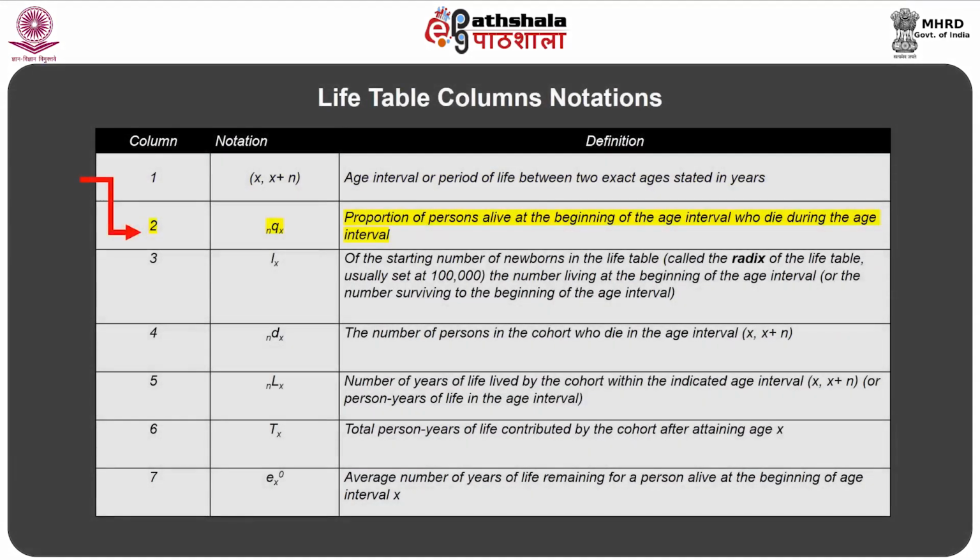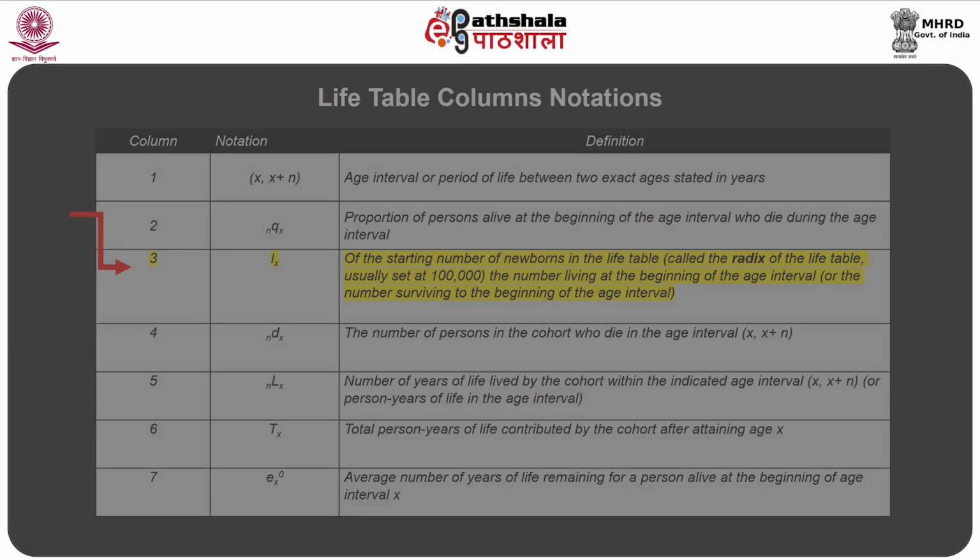Now, column number 2 is nqx, the proportion of persons alive at the beginning of the age interval who die during the age interval. Column number 3, notation small lx. The definition is that of the starting number of newborns in the life table, called the radix of the life table, usually set at 100,000, the number of living at the beginning of the age interval, or the number surviving to the beginning of the age interval.